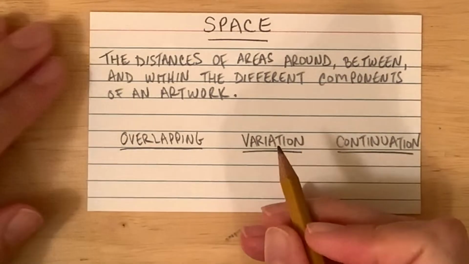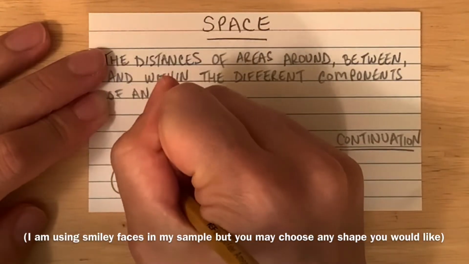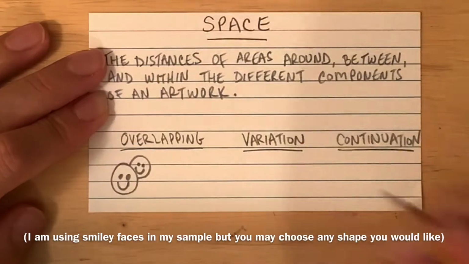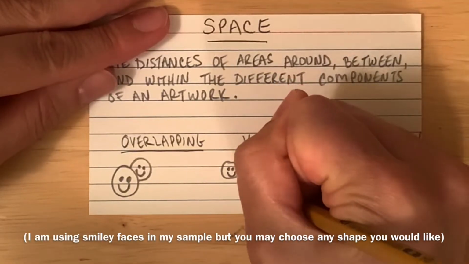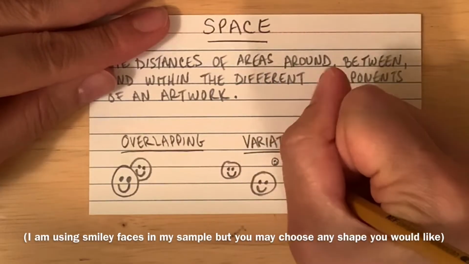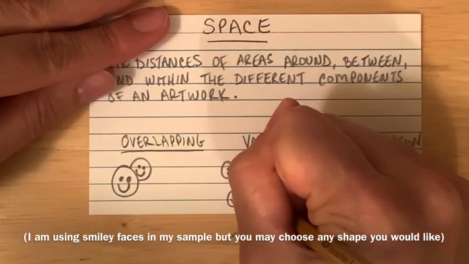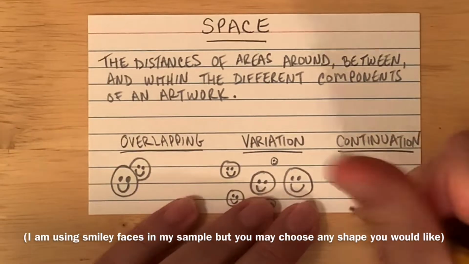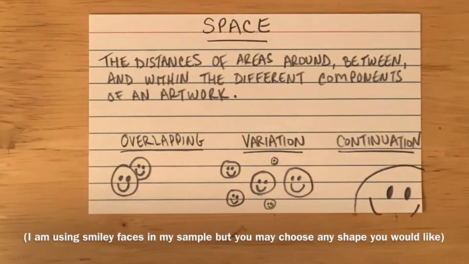Please list those words below the definition of space and provide drawn examples of each one. Overlapping is when one shape or object appears to be on top of the other. Variation is when you use small, medium, and large sizes of different shapes and objects within your artwork. Continuation is when a shape or image appears to be falling off the side of the paper.